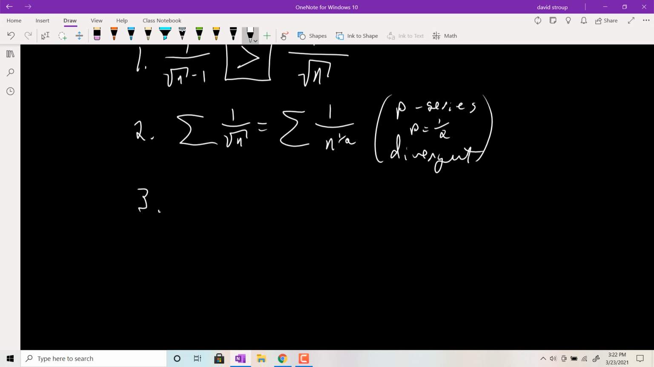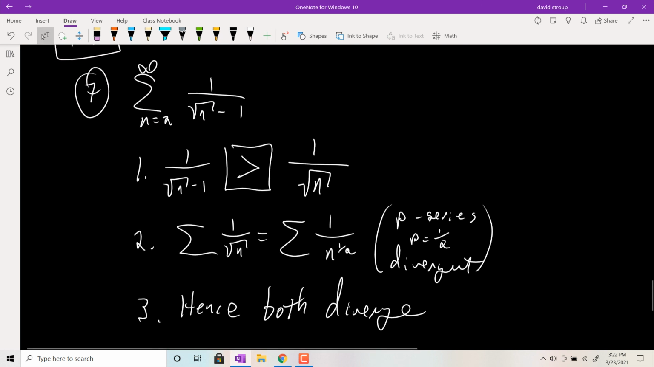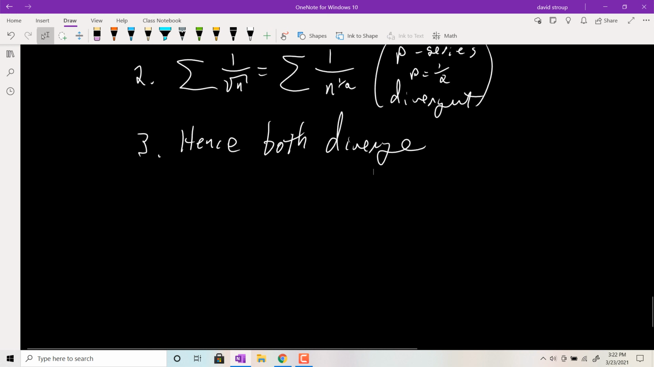So if the guy on the bottom is divergent, it forces the guy above it to diverge, and hence you could say both series have the same behavior, so both diverge. Okay. So you need to show me your inequality, talk about the series you're comparing it to, what type it is, what's the criteria, and is it convergent or divergent? And then finally make your conclusion.